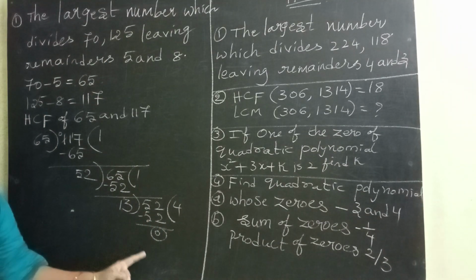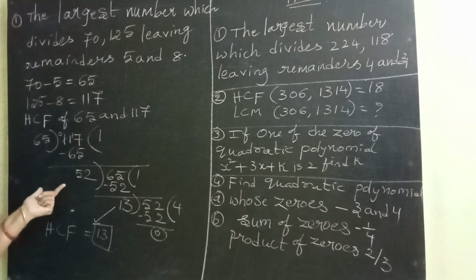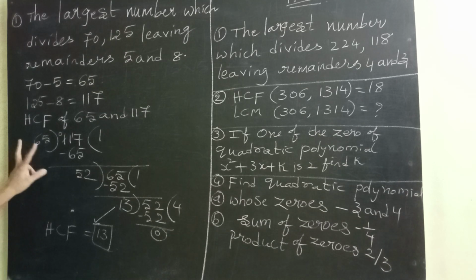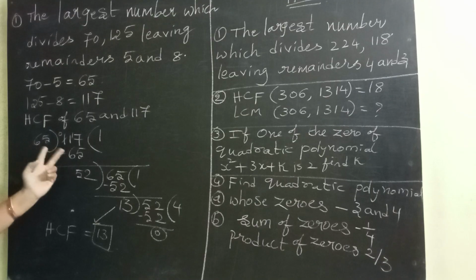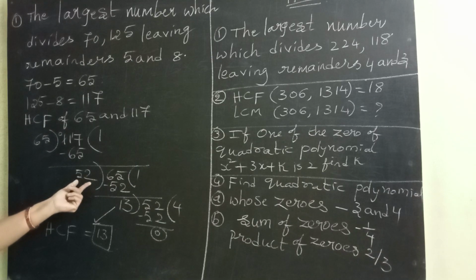Until you get a remainder of 0, you have to continue. You finish there. This last divisor is known as the HCF. So HCF is equal to 13. Follow the long division method for greater numbers. For the given two numbers you have to find the LCM or HCF. 65 ones are 65, you got the remainder as 52.